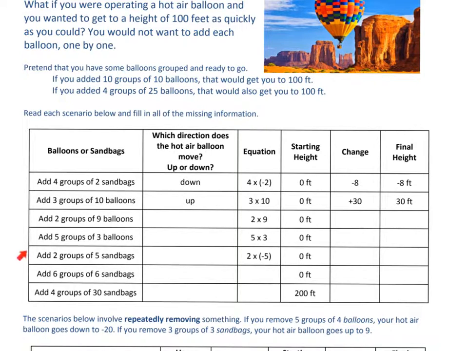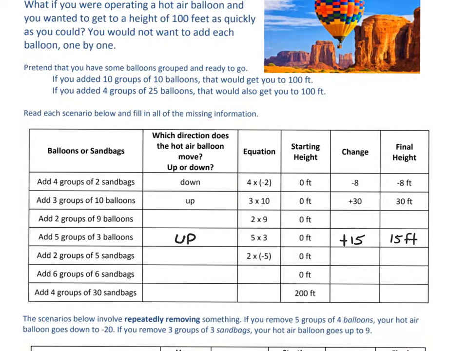Let's do this one. We're going to add 5 groups of 3 balloons. Are we going to go up or down? Well, we're adding balloons. Balloons are positive. So we would be going up. We would have 5 groups of 3 balloons. If we start at 0 feet, that would take us up to positive 15, and we would end at 15 feet. All right, let's look at another example.